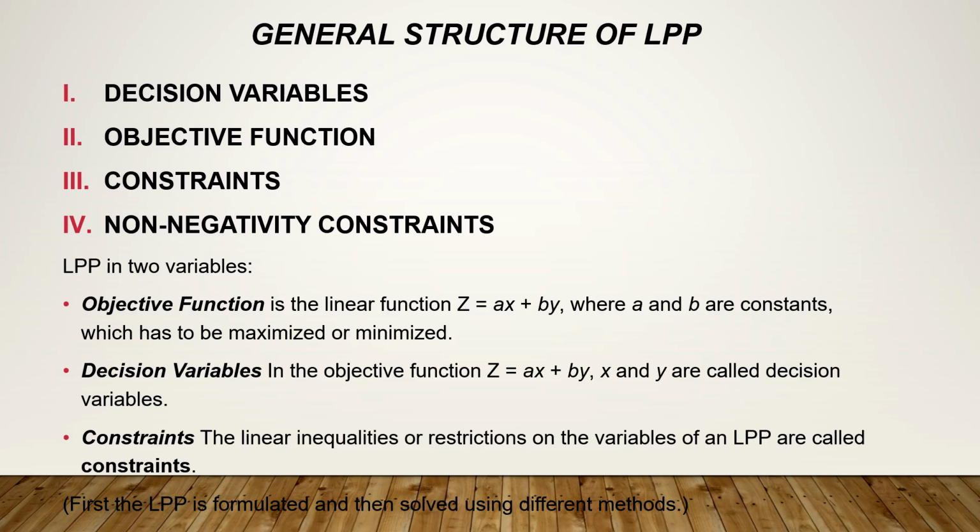Decision variables are x and y, whose values will give us the optimum value of the objective function. Constraints are some linear inequalities, or you can say restrictions on the variables. So they are called constraints. First, the LPP is formulated and then it is solved using different methods. Here we are going to study the very basic method, the graphical method, and remember, the graphical method is used when the number of decision variables is 2. For more decision variables, there are other methods like the simplex method which can be used.